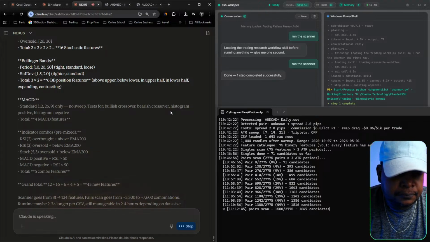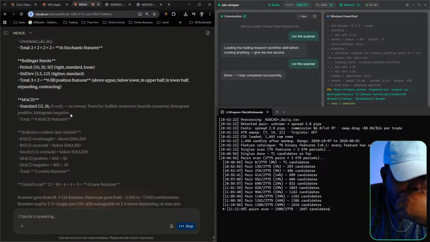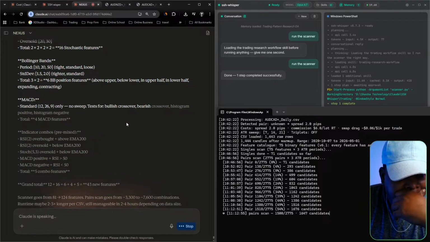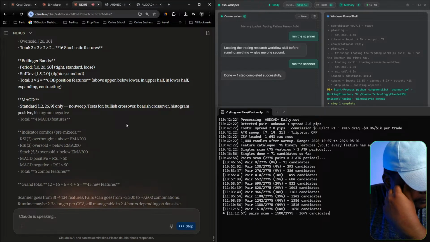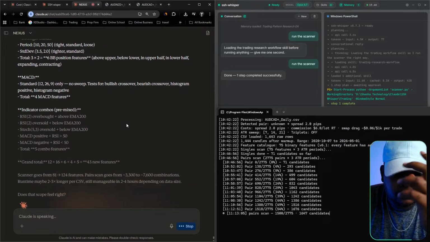MACD. Standard 12, 26, 9 only, no sweep. Tests for bullish crossover, bearish crossover, histogram positive, histogram negative. Total 4 MACD features.